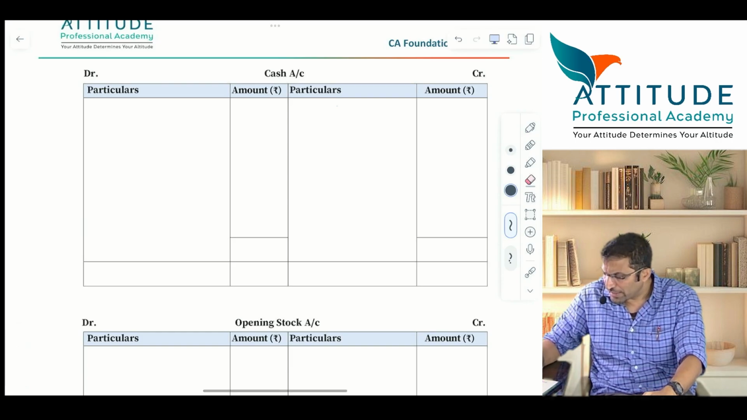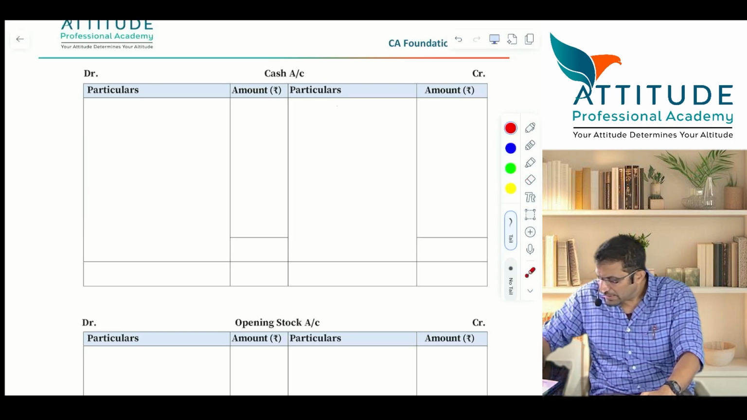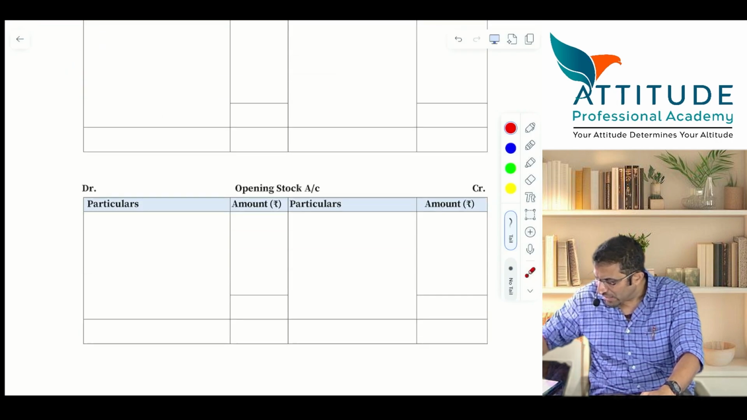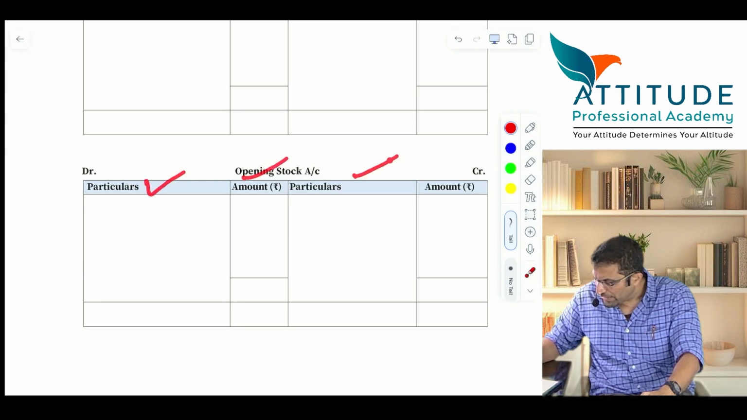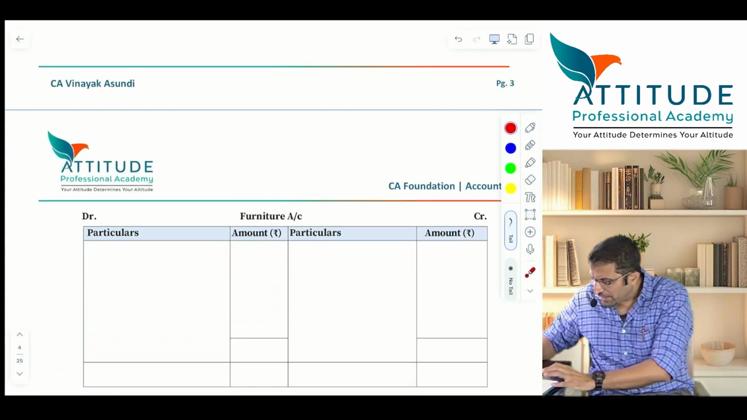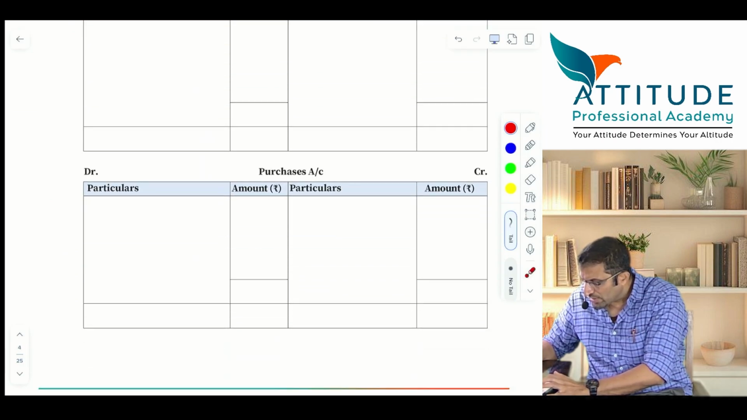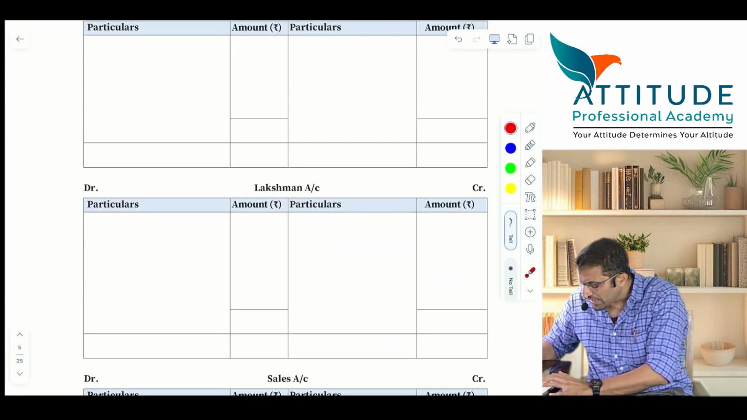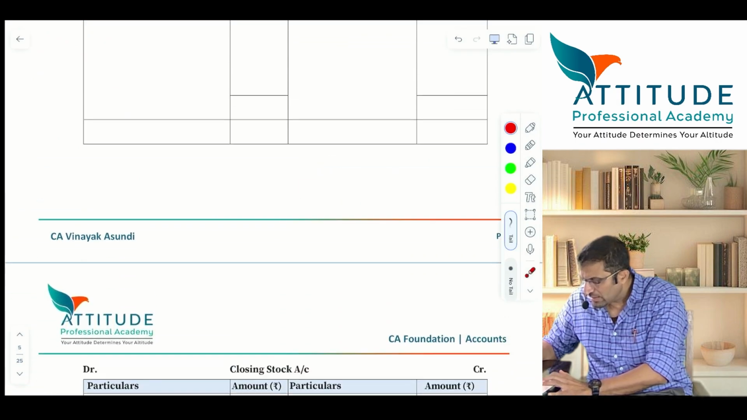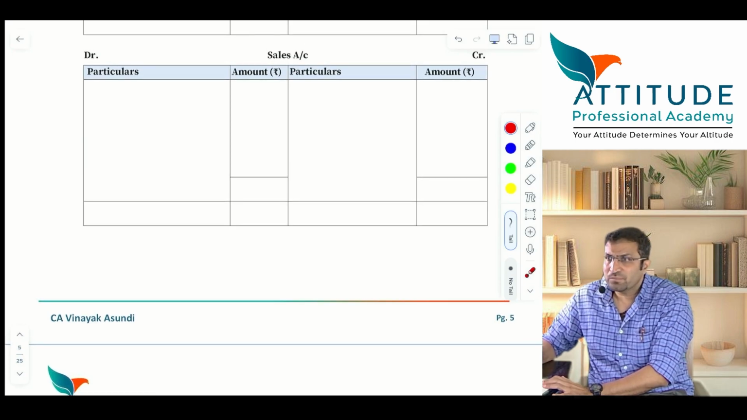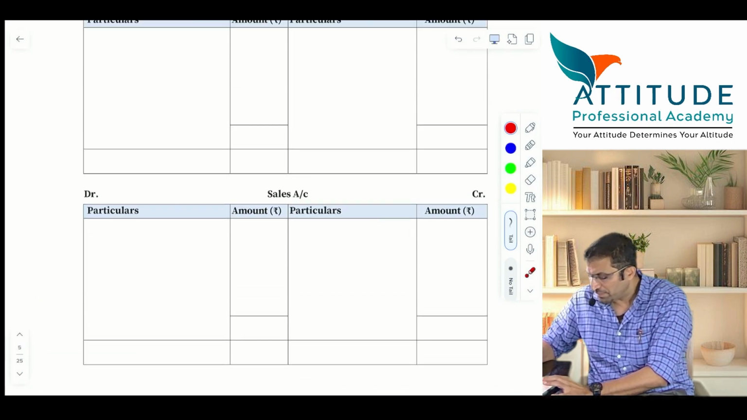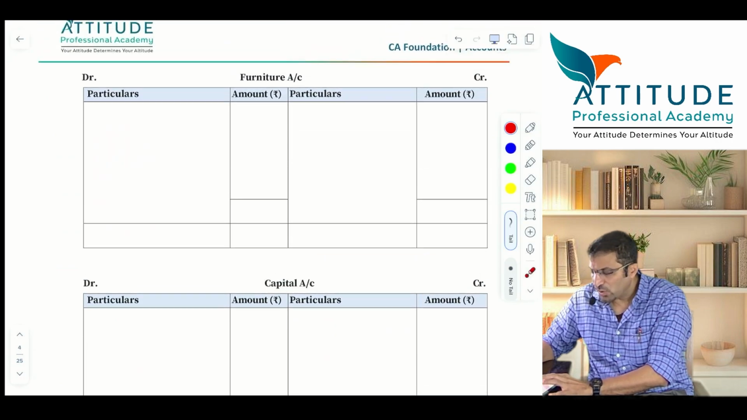Same thing. Only thing you have to put is cash account. Other things are same: particulars, amount, debit and credit. Cash account, particulars, amount. Same thing. Again, down: opening stock, debit and credit. Divide a page into 2 parts. Particulars, amount. Then furniture account. Then capital account. Then purchases account. Then Ravan account. Then Lakshman account. Then sales account. Only up till sales account. Up till 8 accounts you have to open. Can you do it, guys?